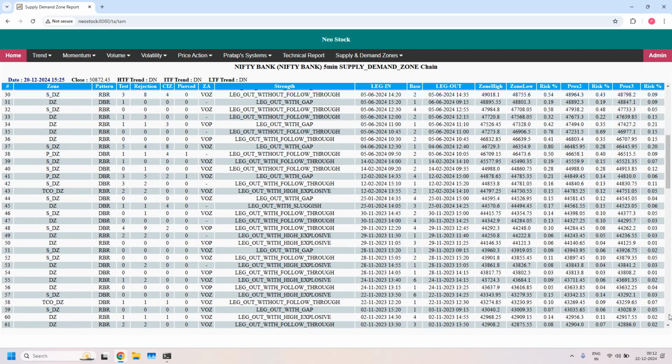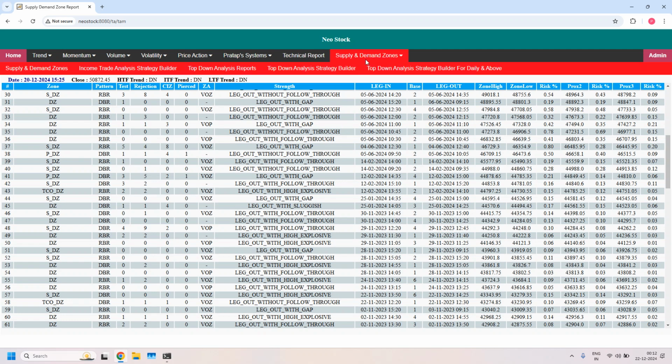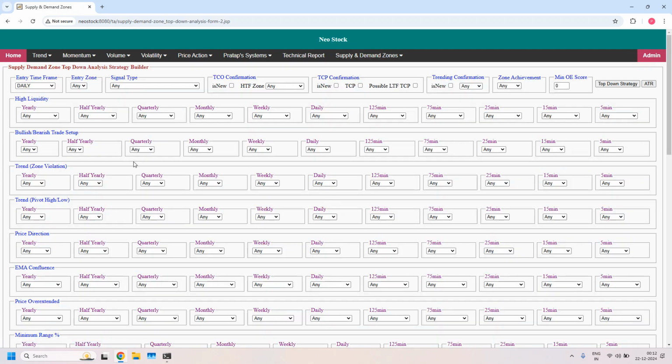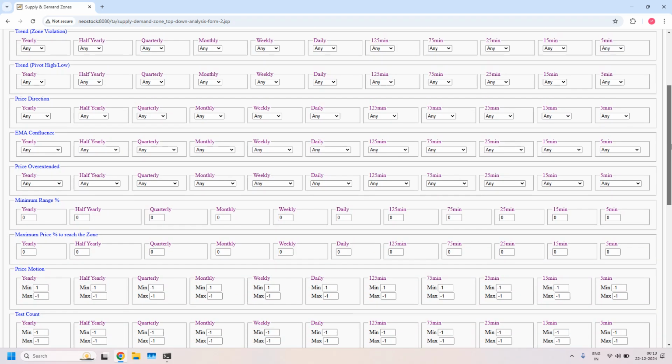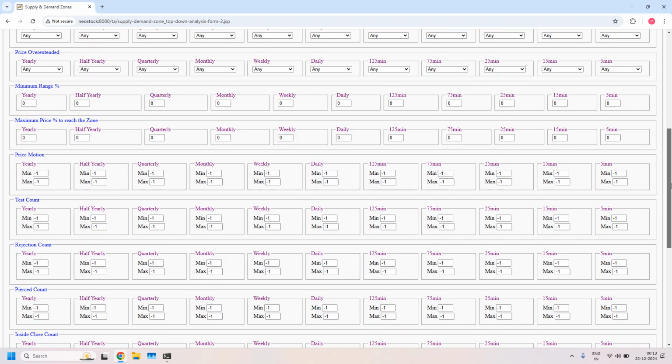Okay, next let us generate bullish and bearish trade setups for monthly, weekly and daily income trades. First let me start with monthly income trade bullish trade setup, entry time frame daily, entry zone demand zone. Bullish or bearish trade setup at daily time frame, I am selecting bullish.